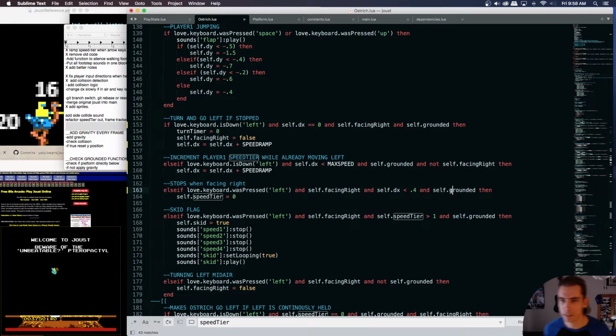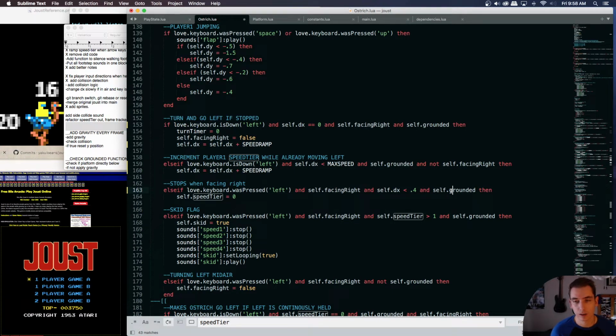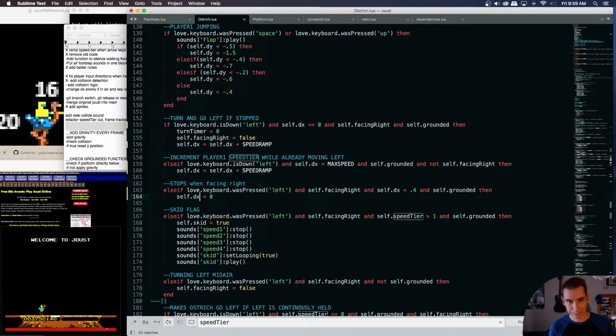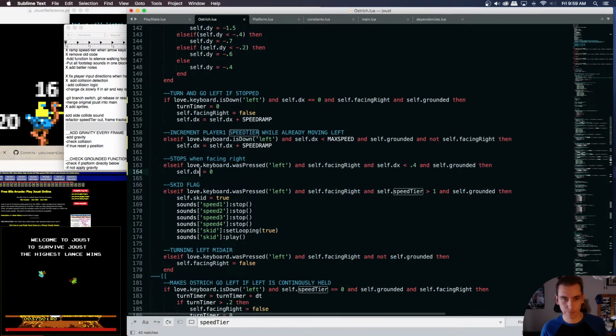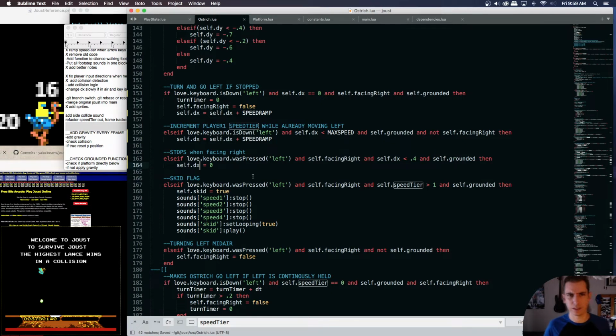So the dx smaller than 0.4 is saying if we were anywhere from moving right up until moving right faster than our speedTier 1 was, then set our dx to 0 and stop us. Okay. Something about this tells me it's not going to work, but I really don't know.